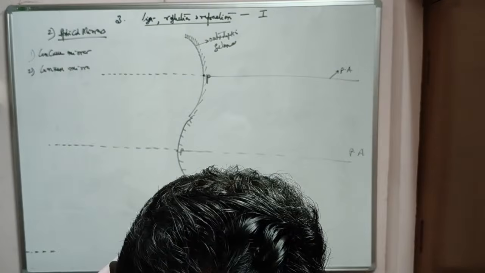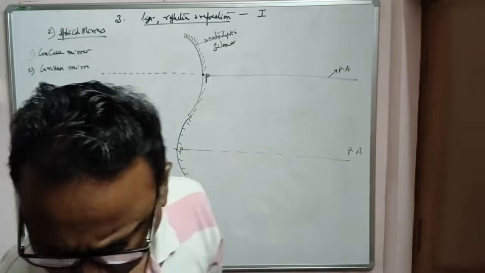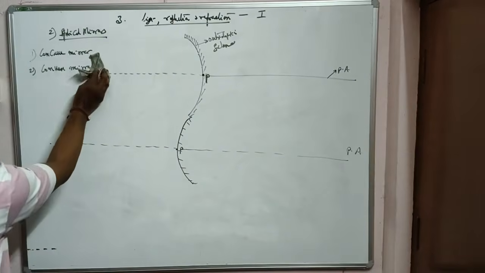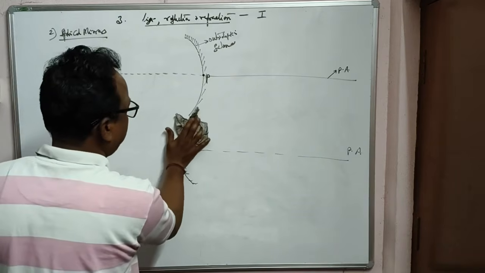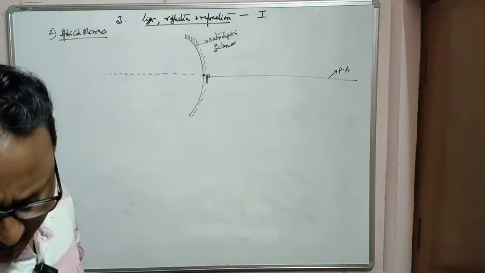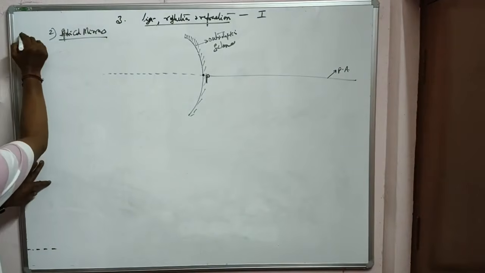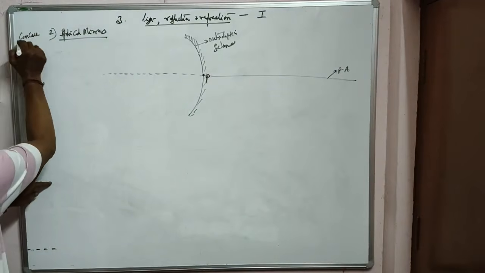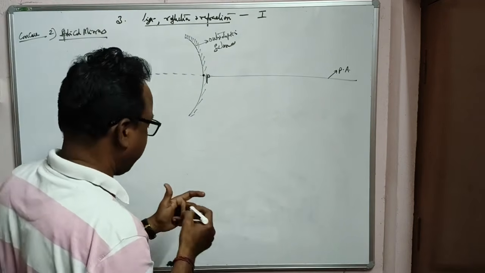Now we will study the mirrors in detail, that means how the image is formed. We will study one by one. First of all, we will deal with concave and then convex. Now this is the concave mirror. You can see the outside part is silvered and the light is incident on the inside.